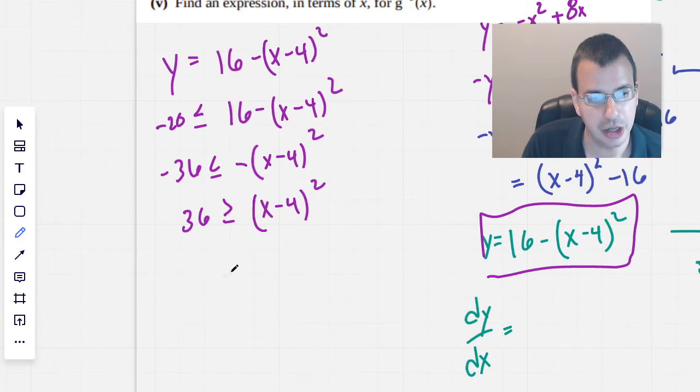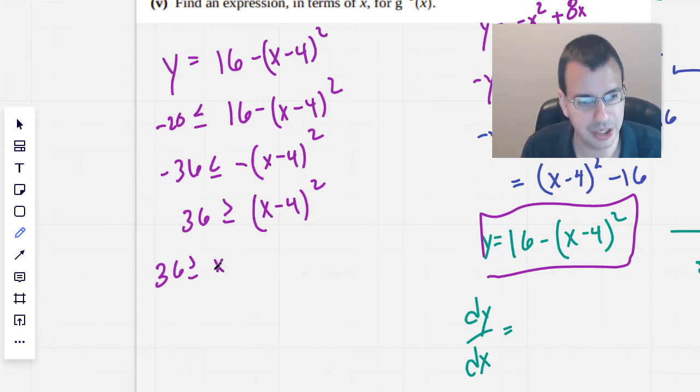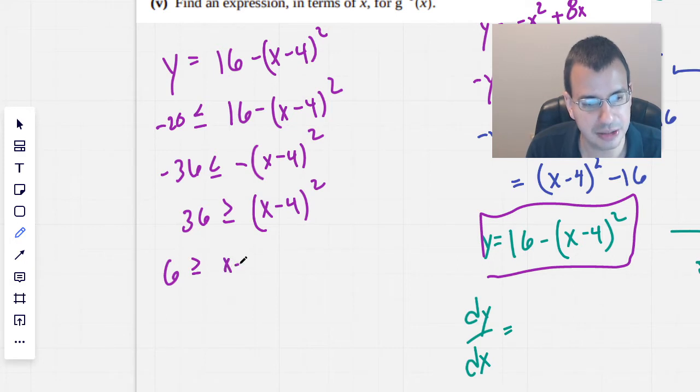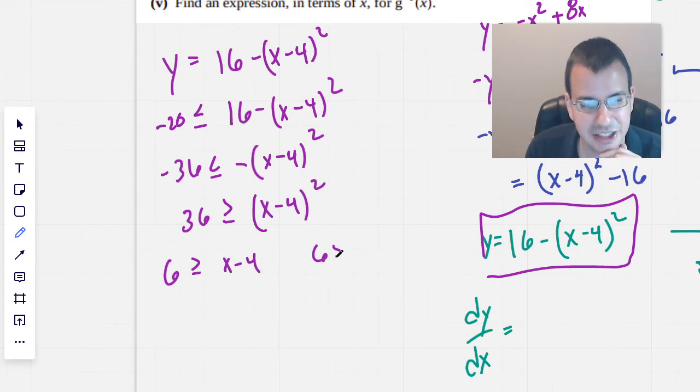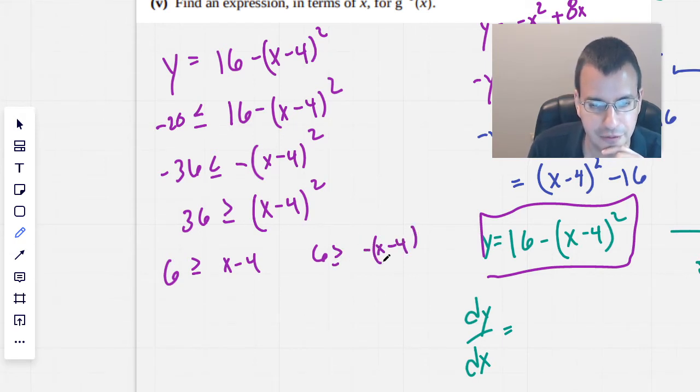So continuing on, we take the square root of both sides, and to do this, we'll say 36 is less than or equal to, oh, nope, we need to do a 6 there. Good call. 6 less than or equal to x minus 4, but also 6 is greater than or equal to negative x minus 4.